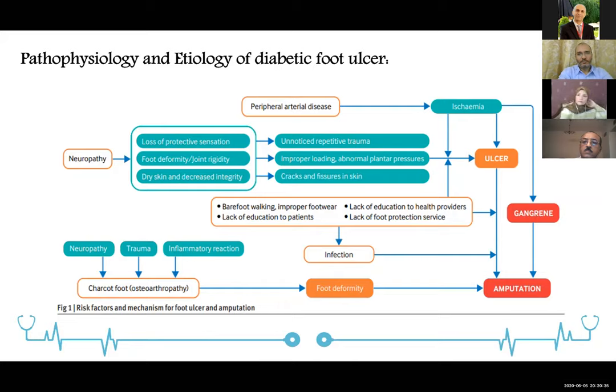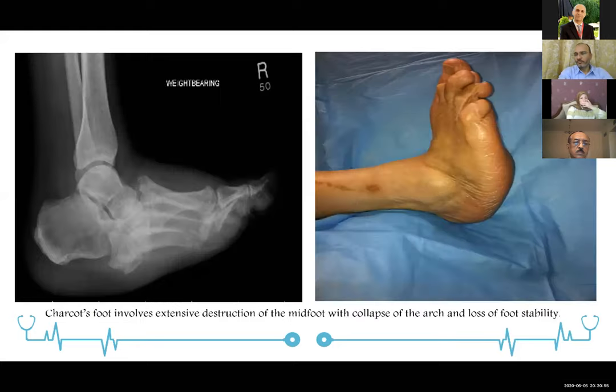And also we have one of the important deformities, the Charcot deformity. It is also caused by neuropathy with repetitive trauma and part of an inflammatory reaction, causing foot deformity. This increases the burden of infections and ulceration in the foot and leads to amputation. And this is an example of an X-ray showing features of the Charcot deformity. We can see extensive destruction of the midfoot and collapse of the arch. All of these arches are gone, with loss of foot stability.